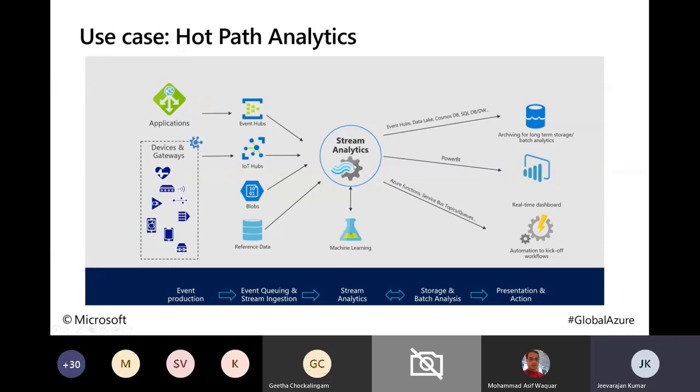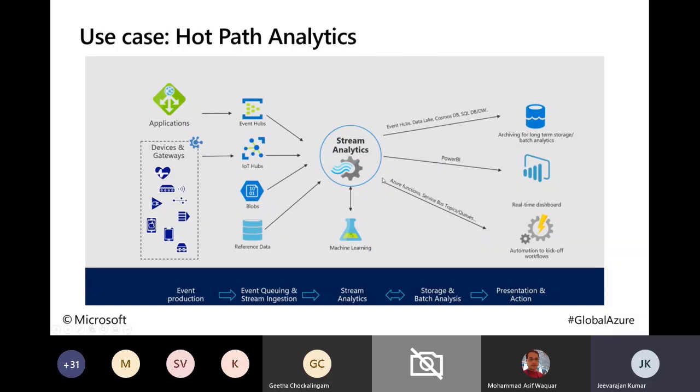Stream Analytics doesn't preserve the data. It will just get the data and do the analytics, and it can send it to an output system. If you want to preserve the data permanently for the long term, you can have it in Cosmos DB, Data Lake, or another Event Hub, something like that. And if you're talking about getting the data out of Stream Analytics into a real-time dashboard, we can do the same thing with Power BI.